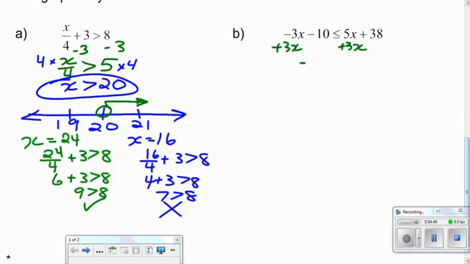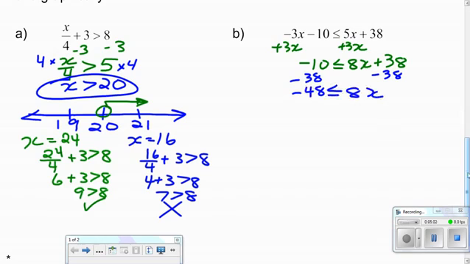So then we get negative 10 less than or equal to 8x plus 38. Okay, so now we group the x's, now we need to group the constants. Minus 38, minus 38. So negative 48 must be less than or equal to 8x. Divide both sides by 8. We get negative 6 must be less than or equal to x. So now we need to show this on a graph.